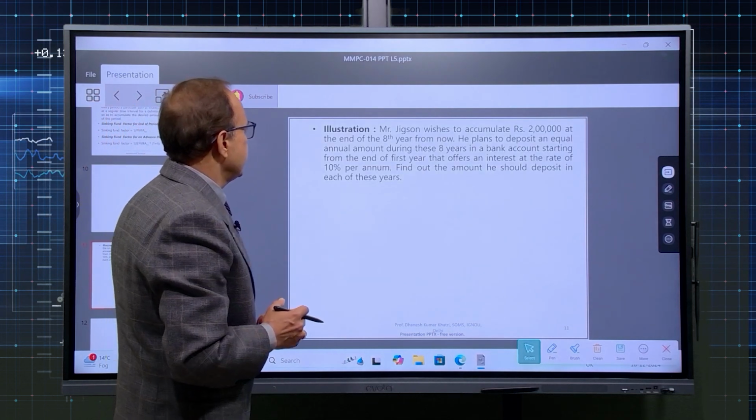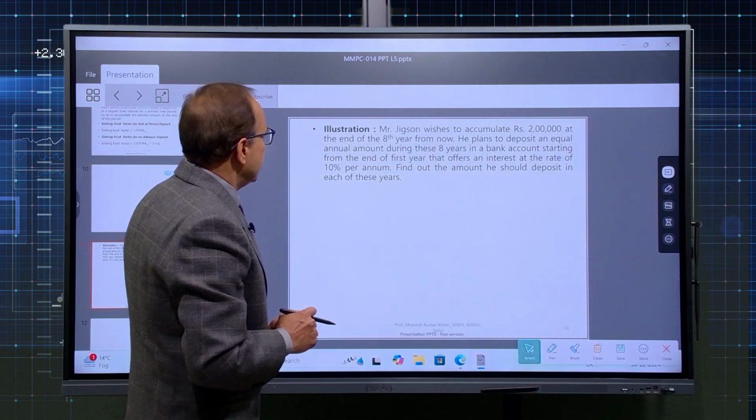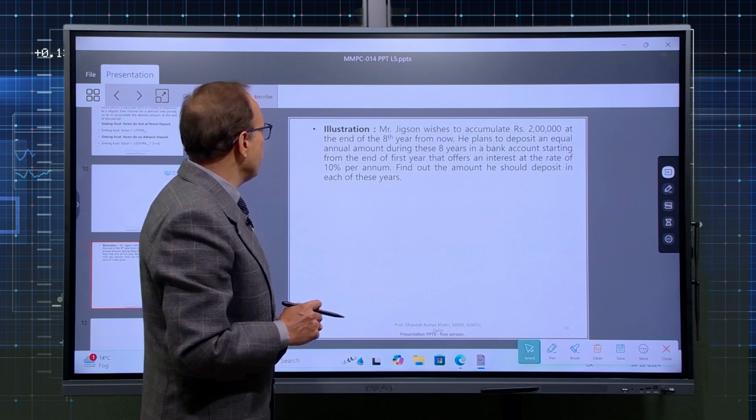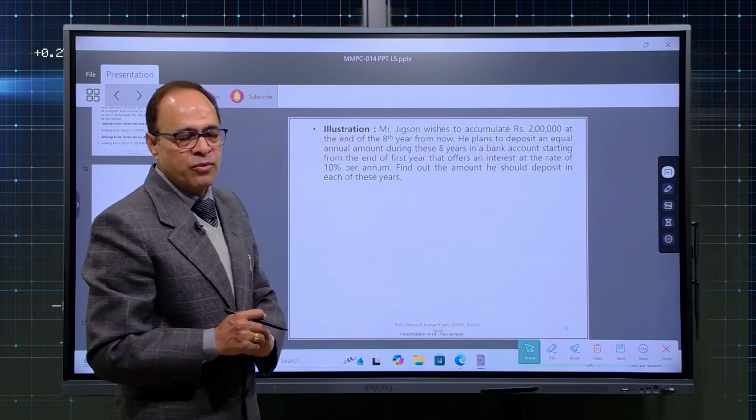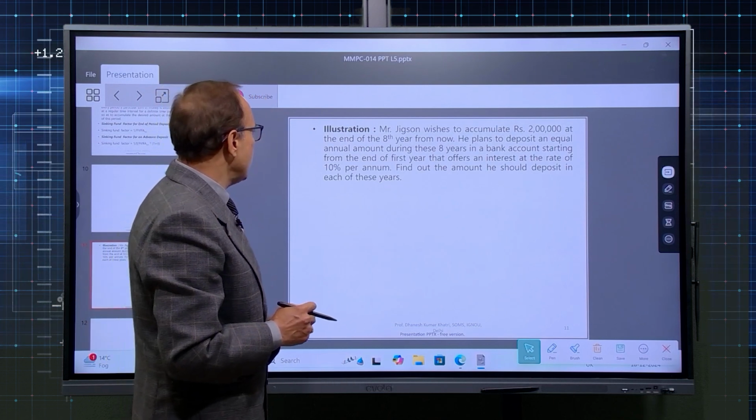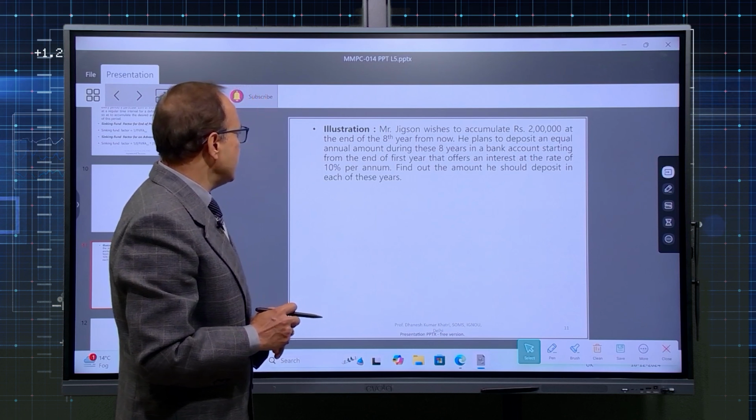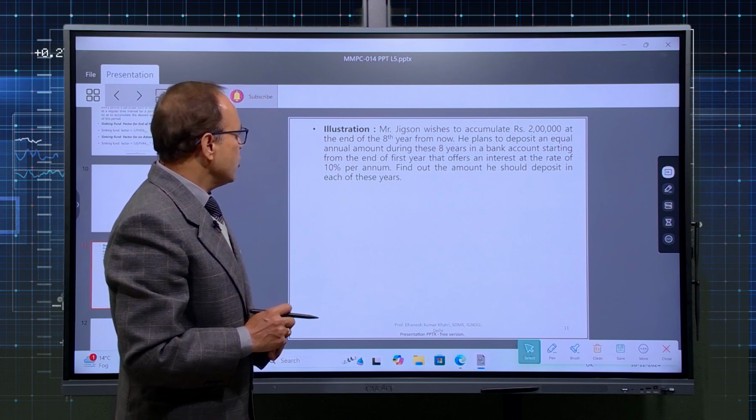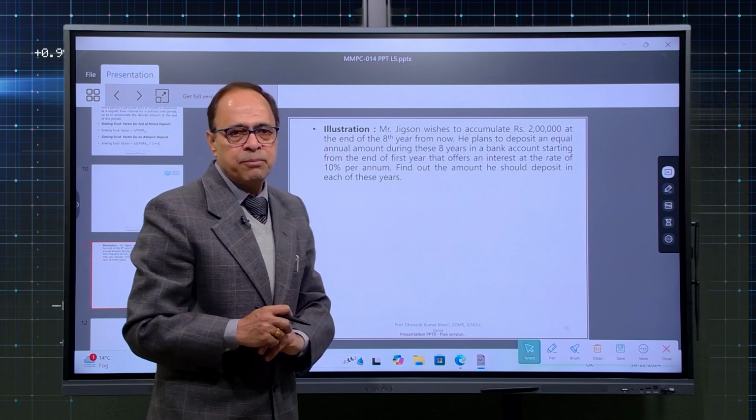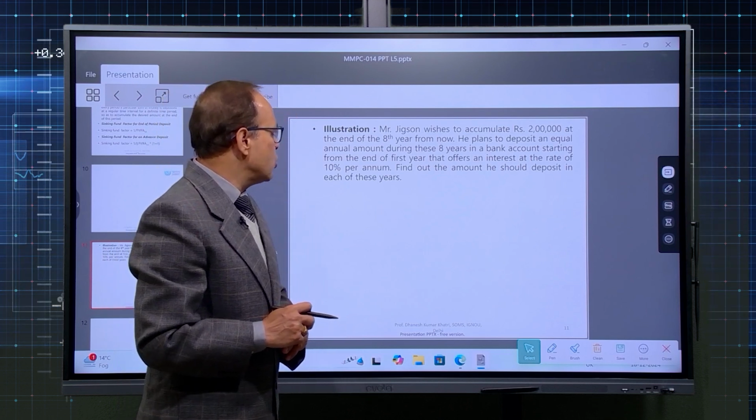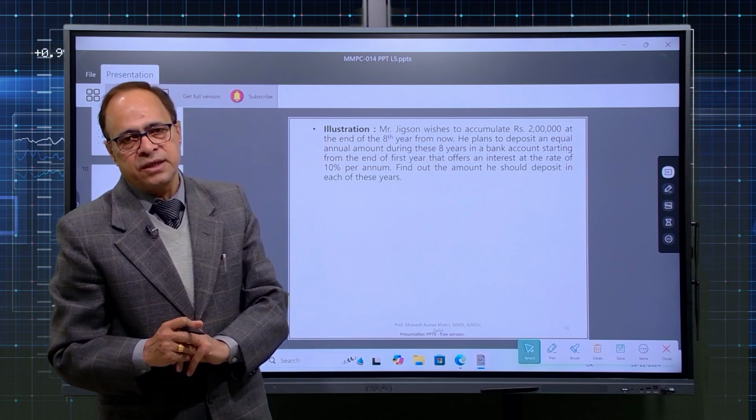So, let us take this example. Mr. Jigson wishes to accumulate 2 lakh rupees at the end of 8th year from now. He plans to deposit an equal annual amount during these 8 years in a bank account, starting from the end of first year, that offers an interest rate of 10% per annum. Find out the amount to be deposited in each of these 8 years.